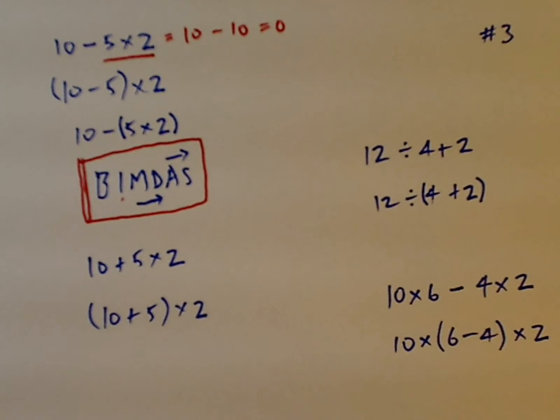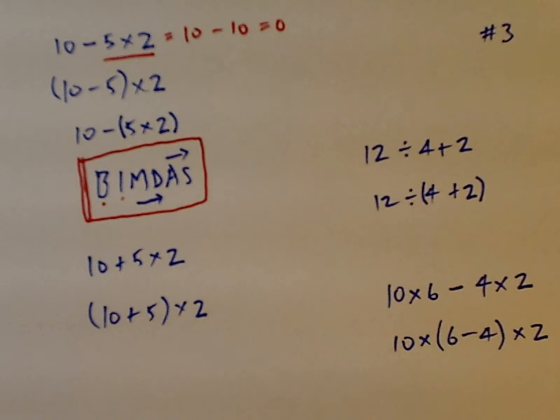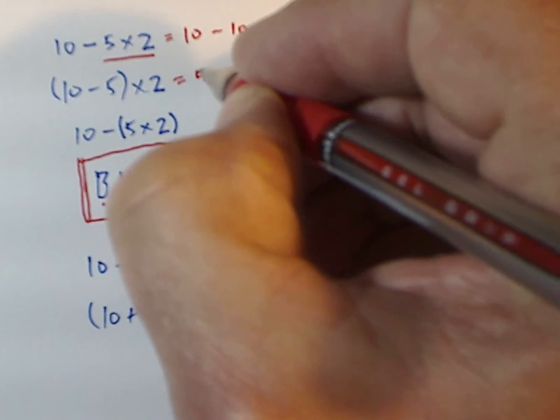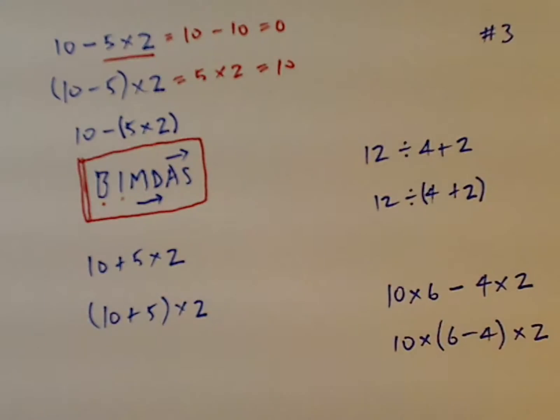Now we've said previously that brackets are boss. They're right at the front of the word, they have the highest priority. So if you put brackets in, end of story, tough guy wins. 10 minus 5 first is 5, multiplied by the 2 is 10.